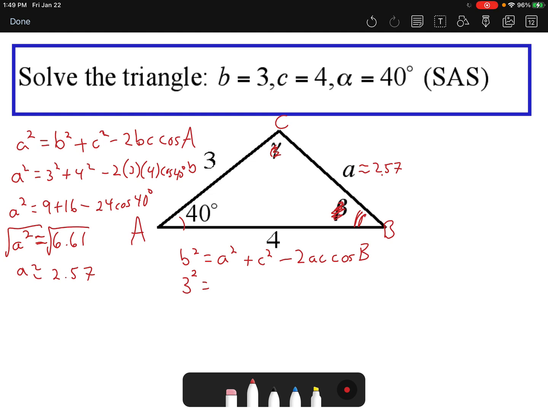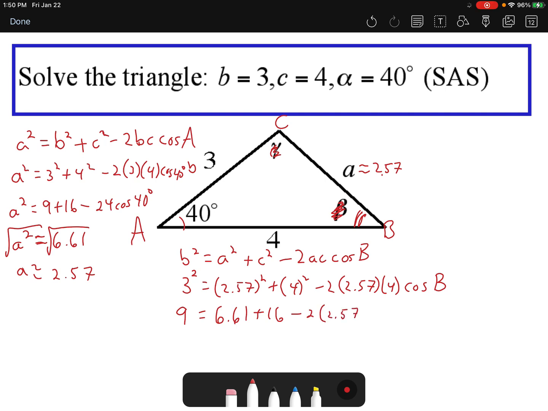B is 3, so 3 squared. A squared is 2.57 squared. C squared is 4 squared, minus 2 times 2.57 times 4 cosine B. Now we're looking for angle B, so we have to do some algebra correctly. So that's 9. 2.57 squared is 6.61 and change. That's 16. And then that's whatever number that is.